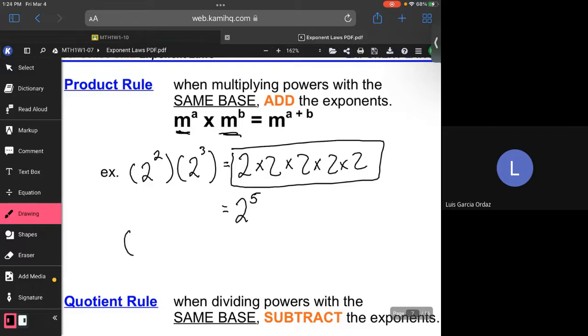Now let's see if someone can give me this one. Let's try 9 to the power of 4 times 9 to the power of 3. What would that give me as a single power? Maya. 9 to the 7. Okay.